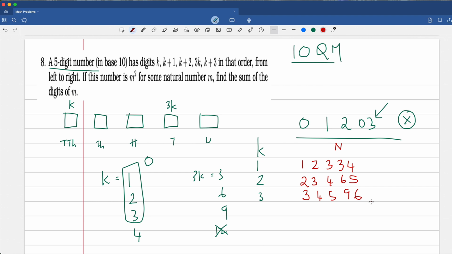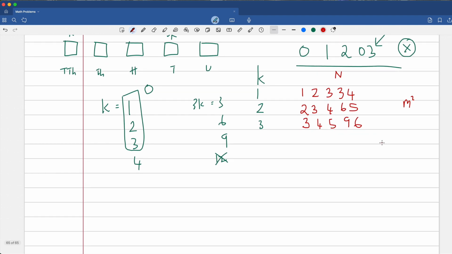Because you have a 5-digit number and you know that one of them has to be a perfect square, which means you eliminate the ones which are not perfect squares and you go with the rest. So one of the key ideas is to think about how perfect squares behave. Any number of the form m squared will always have digits which end with 0, 1, 4, 5, 6, and 9. It has to be one of these 6 digits.